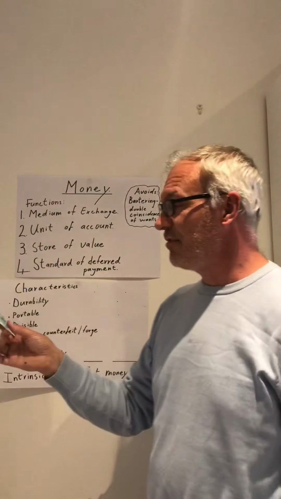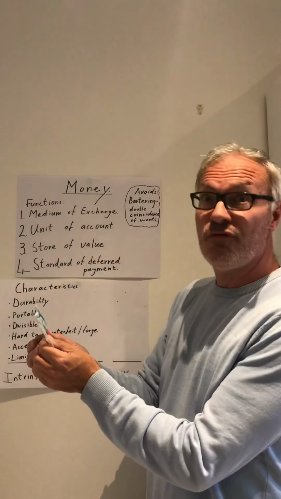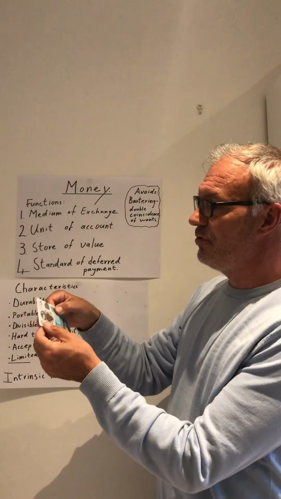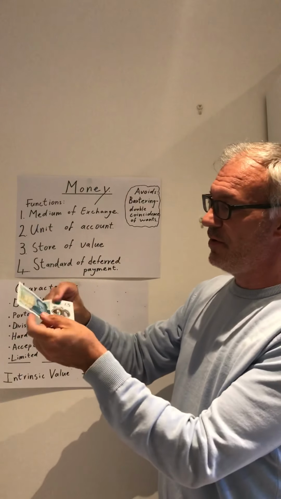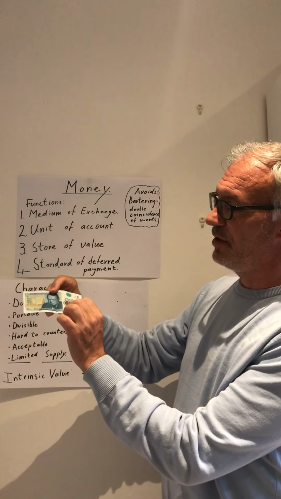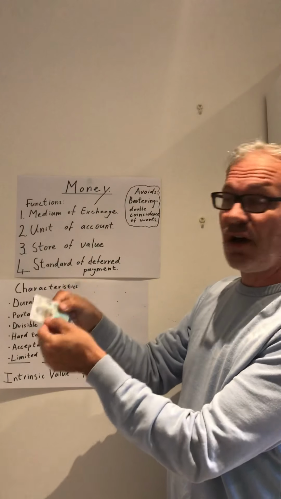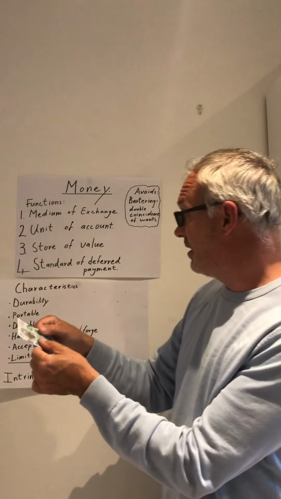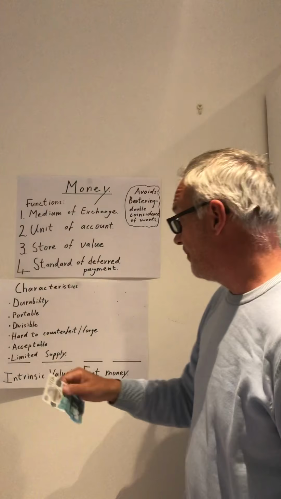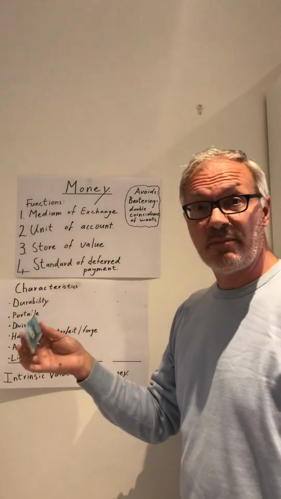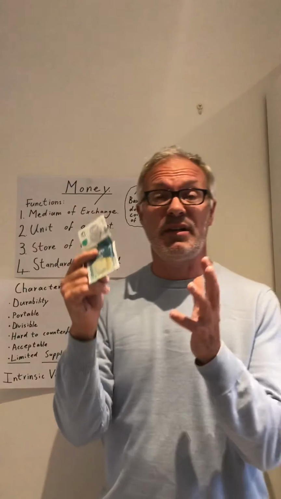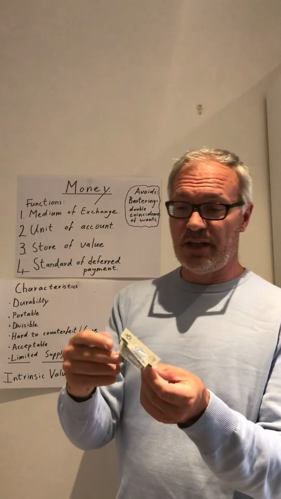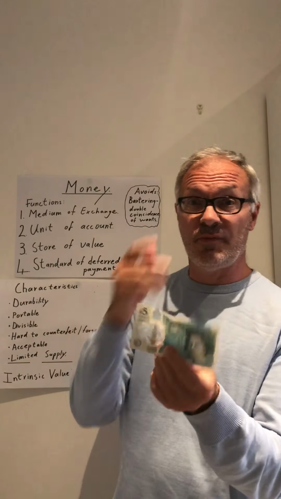Fourthly, it's hard to counterfeit or forge. This is hard to forge. If you photocopy it, it won't come out that well. And the Bank of England have made it harder to forge currency in the last few decades. It needs to be generally accepted. So because this is issued by a central bank, the Bank of England, it is generally accepted and recognisable.